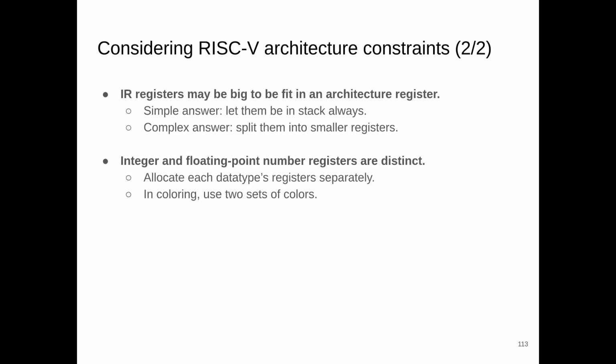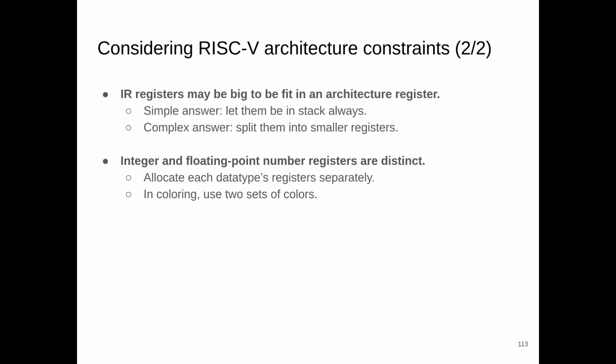And let's move on to the next constraints. The first thing is that an IR register may be too big to fit in an architecture register. For example, KCC allows a register to be a struct type, and it may have, for example, 100 bytes of data, and it obviously does not fit into an architecture register.